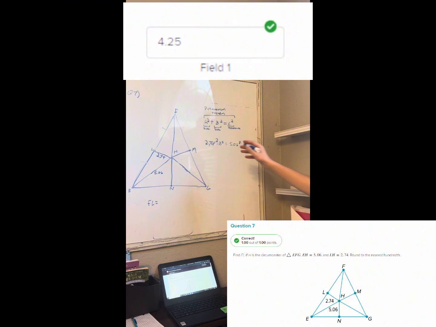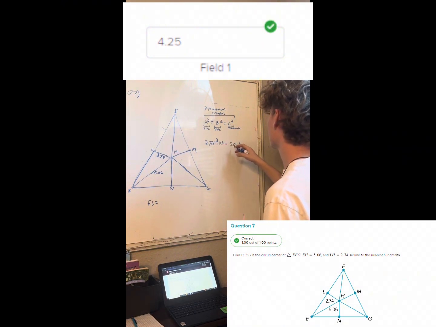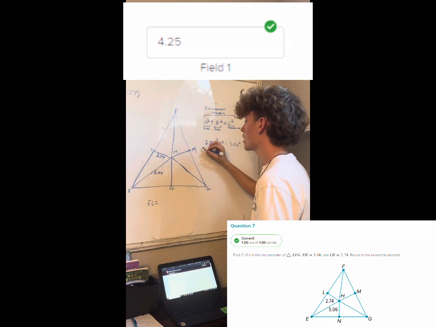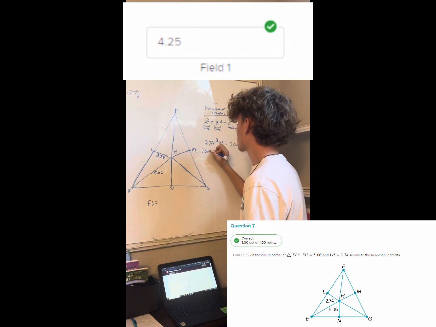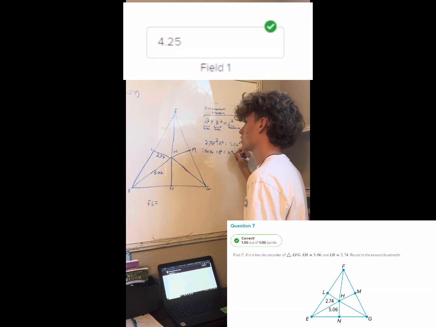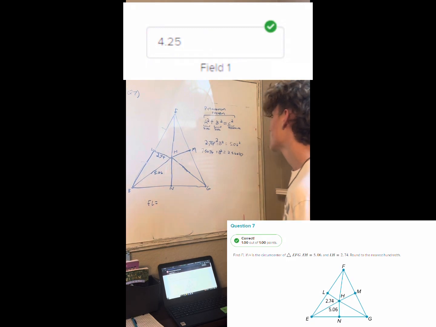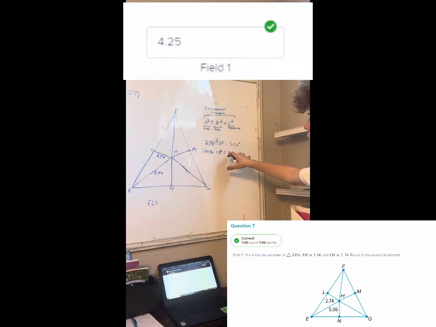Now we need to square both 2.74 and 5.06, which gives us 7.5076 plus B squared equals 25.6037. Okay. There you go. So that's it squared. Okay. So now from here we need to simplify.